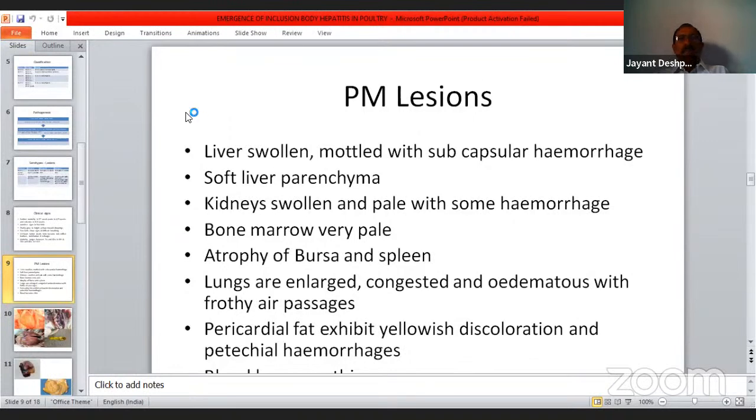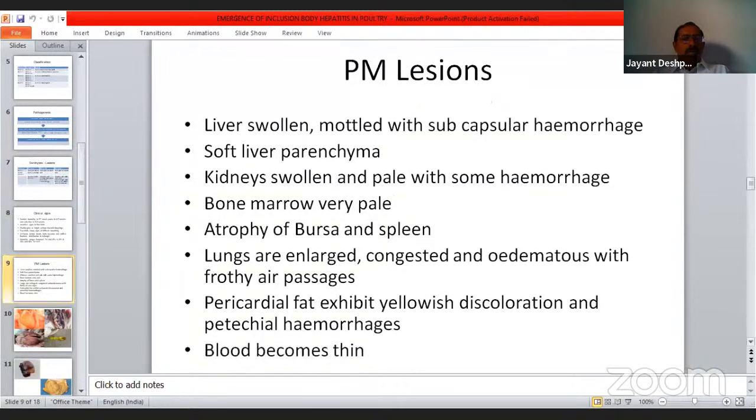Then bursa and spleen become very small, atrophy of bursa and spleen. Lungs are enlarged because of difficult breathing, congested and edematous, sometimes with frothy air passages. Then pericardial fat becomes yellowish. So that's why we see yellow discoloration. And another typical thing is blood becomes very thin. We can see the blood present inside the abdomen or any other places when we open the birds. We see very watery kind of blood.